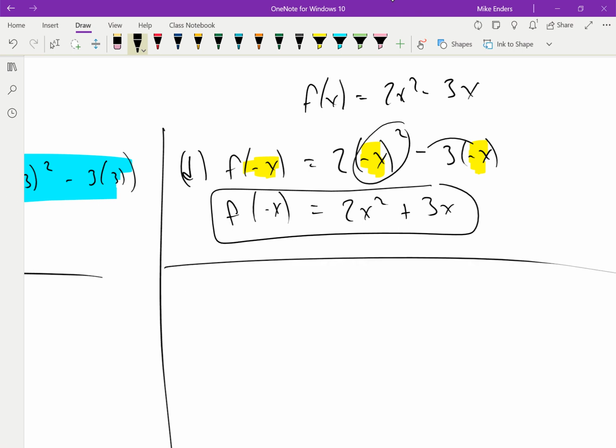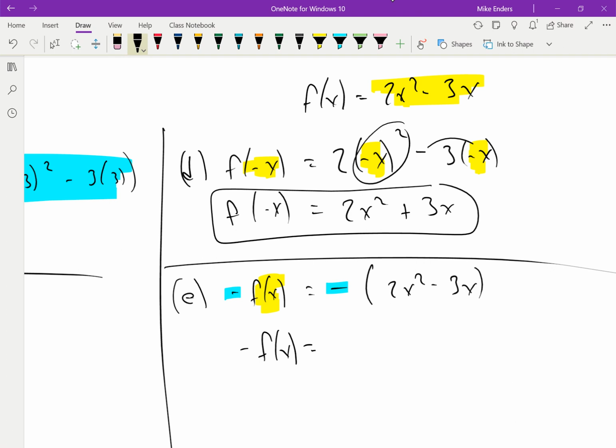Now let's contrast that with part E, which is negative of f of x. So notice what happened on part E here. We're moving our negative from inside the parentheses to outside the parentheses. So I'm going to end up with the negative of whatever f of x is. And f of x is this whole thing up here, 2x squared minus 3x. So notation-wise, the left side stays the same. And now this minus is going to get distributed inside. So I'm going to end up with negative 2x squared and a negative of negative 3x, or the opposite.